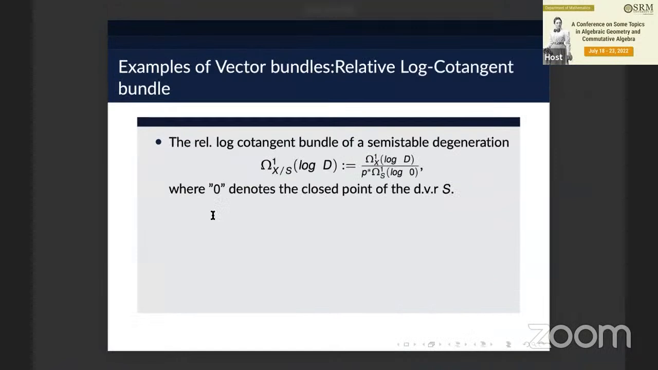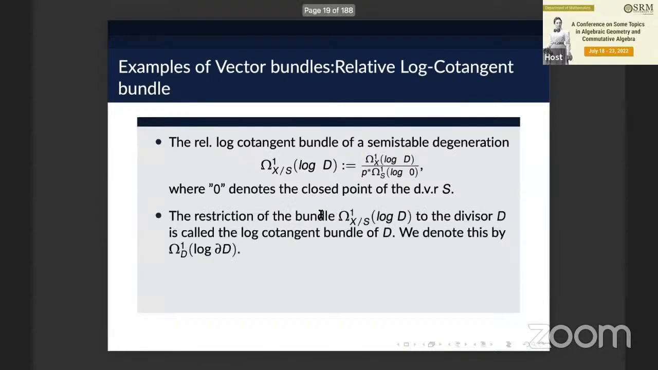Okay, so given a semi-stable degeneration, one can define the relative log cotangent bundle to be the quotient of the usual log cotangent bundle by the pullback of the log cotangent bundle of S. One can check that this is in fact a locally free sheaf, a vector bundle. The restriction of this vector bundle to the normal crossing divisor D, which is the special fiber, gives a vector bundle on the divisor. We call it the log cotangent bundle of the divisor, and we denote it by omega 1 D log partial D.